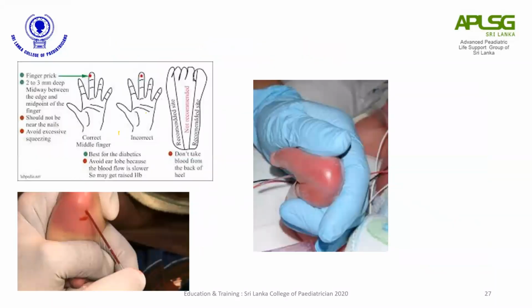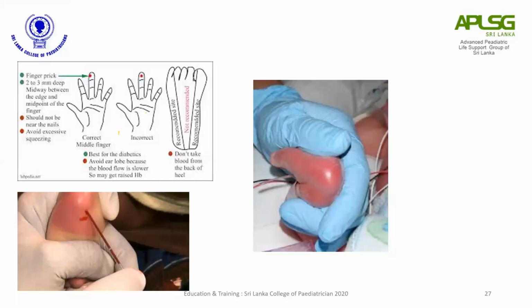When it comes to the heel prick, you should not take blood from the back of the heel directly. What you can do is draw a line from the big toe to the heel, and from the fourth toe to the heel again. The area you pick is outside of this line, not in the middle, because this area is very vascular and also has nerves there.